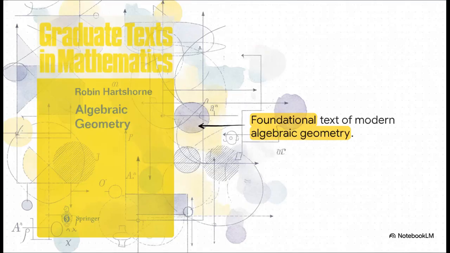To anchor our discussion, we're diving straight into Robin Hartshorne's absolute classic, affectionately known as the Yellow Book. If you've spent any time studying algebraic geometry, you definitely know this cover. It's essentially a rite of passage for math graduate students everywhere. It is dense, it is brilliant, and today we're going to unpack its core foundations together.